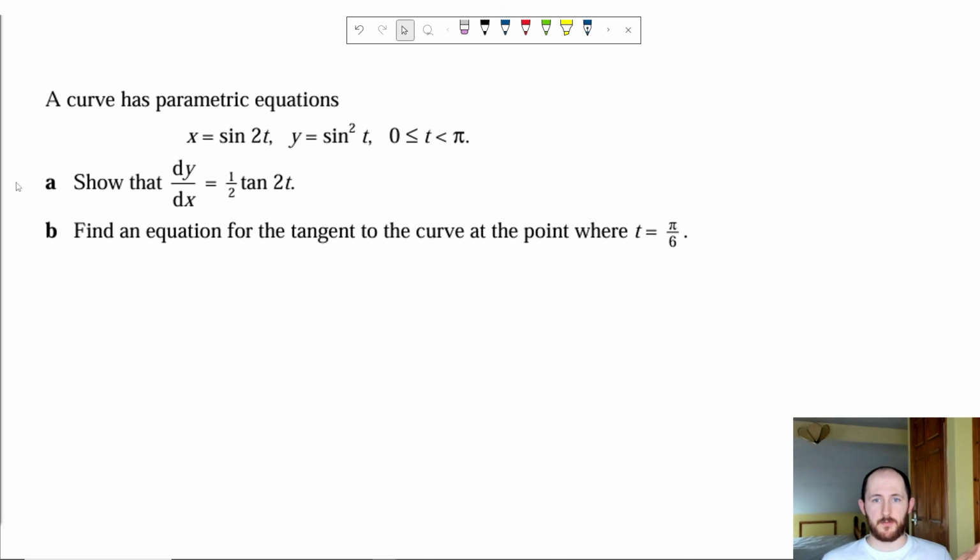Any of you that have gone through past papers yet, which I assume you have if you're this far into the course, you know that they love their show that questions. That way you can do part B if you haven't done part A, or you can get part A correct.